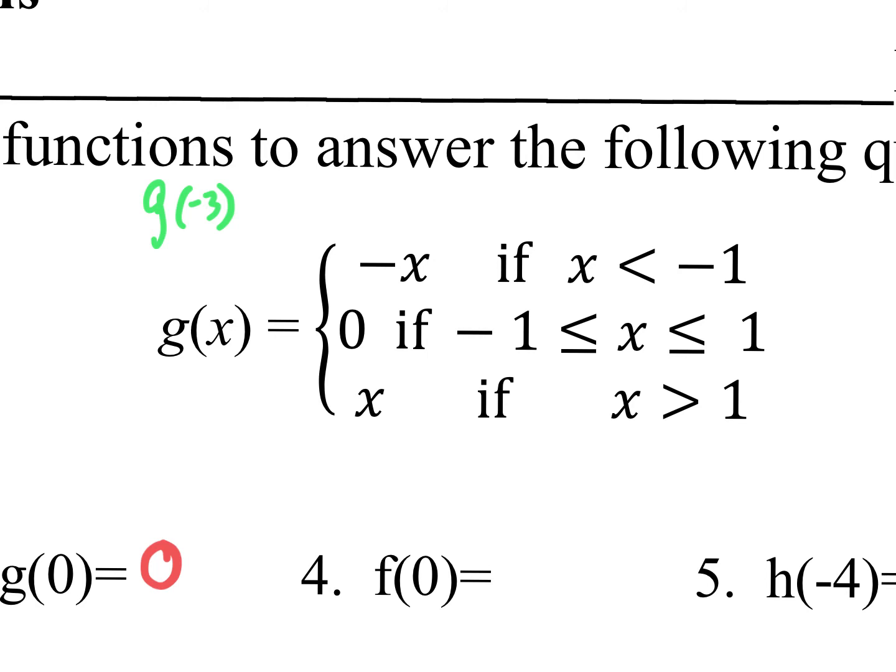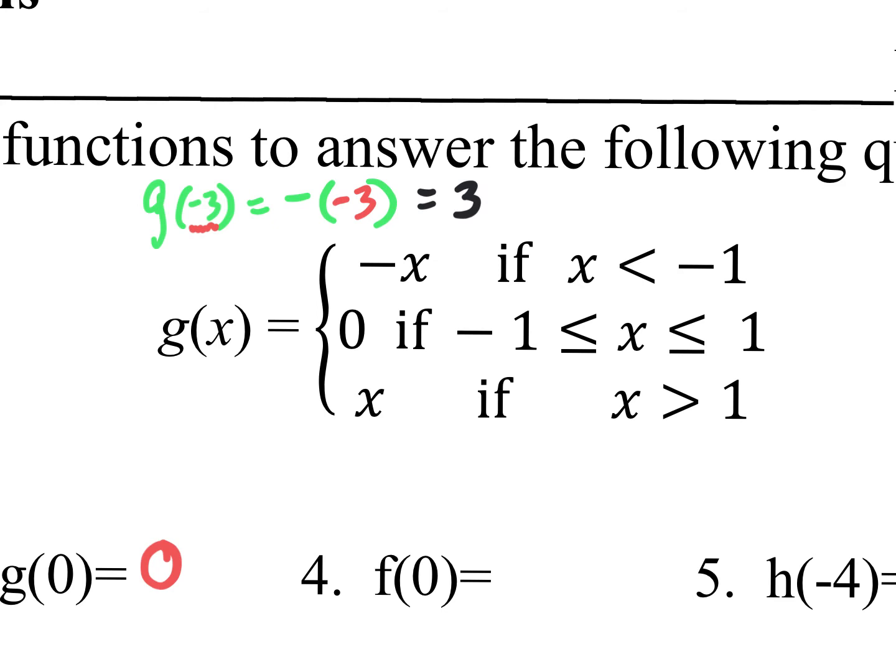I heard some right answers, but I want to be crystal clear here. Whenever you plug in a value, it's probably better to rewrite your expression with the parentheses, right? So what does this say? It says -x. I'm going to rewrite that as negative parenthesis. And now I could easily plug in the input that they want me to plug in, which is -3. When I plug in -3 right there, we end up with a +3. So g of -3 is really +3.